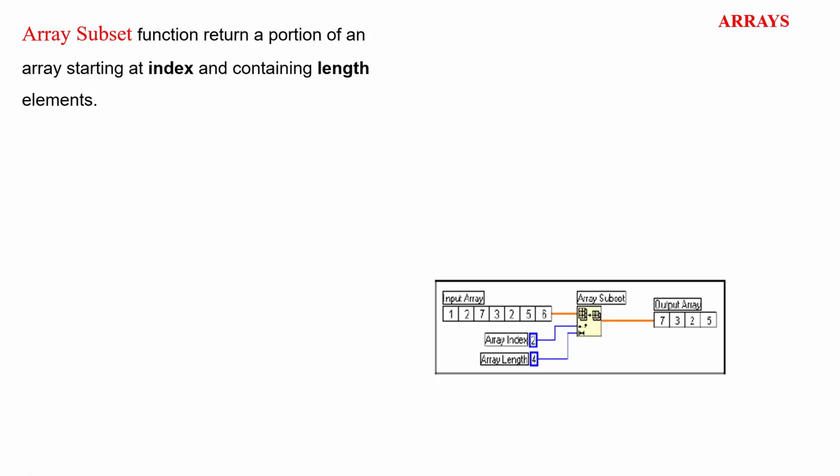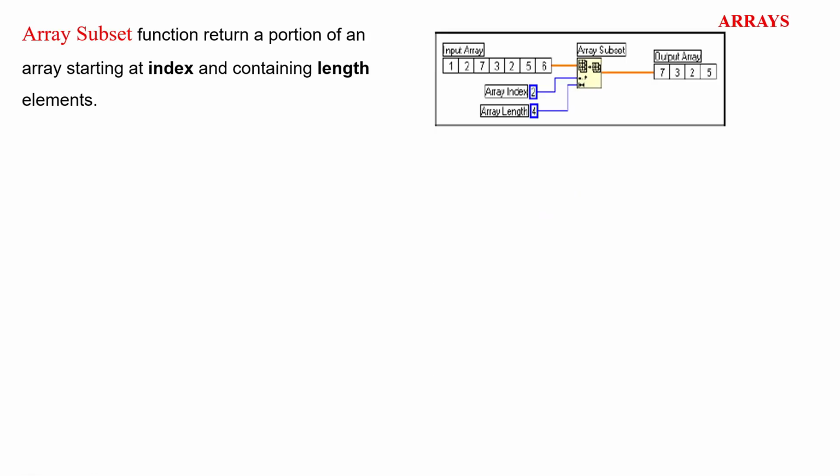Array Subset. If you want to extract a particular subset from an array, you have to define the array index from where you want to extract and what the length of the extracted array should be. Here in this case we want to extract from index 2, that is from this point, continuously 4 points: 7, 3, 2 and 5. Correspondingly the output is 7, 3, 2 and 5.